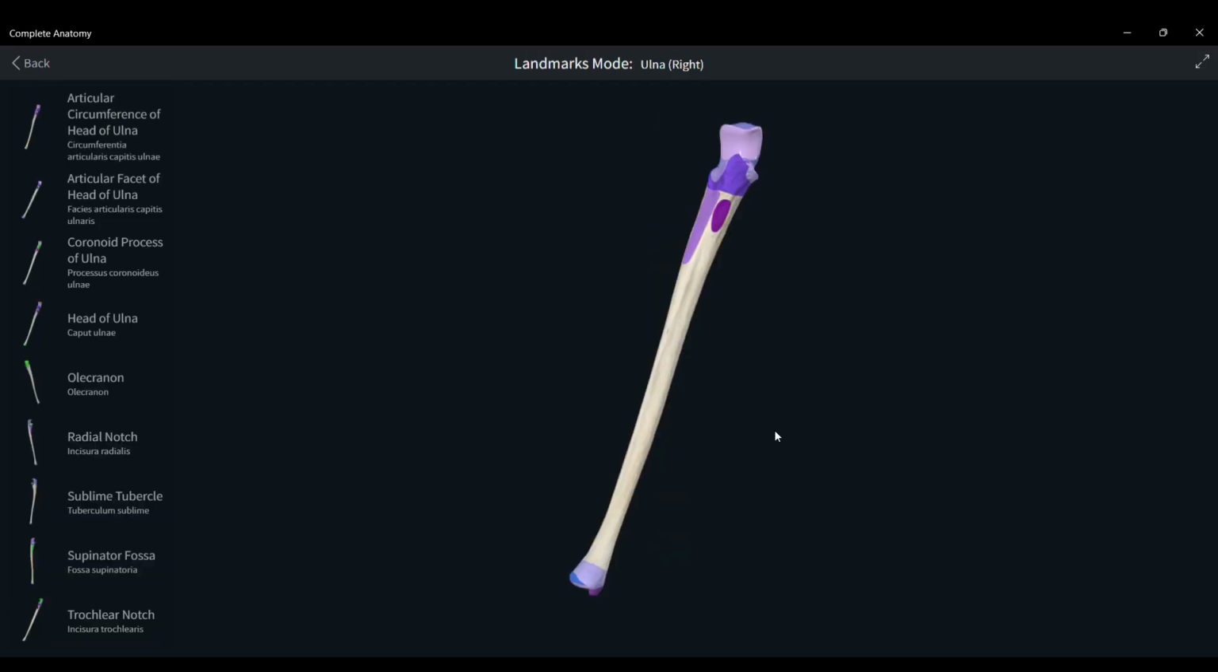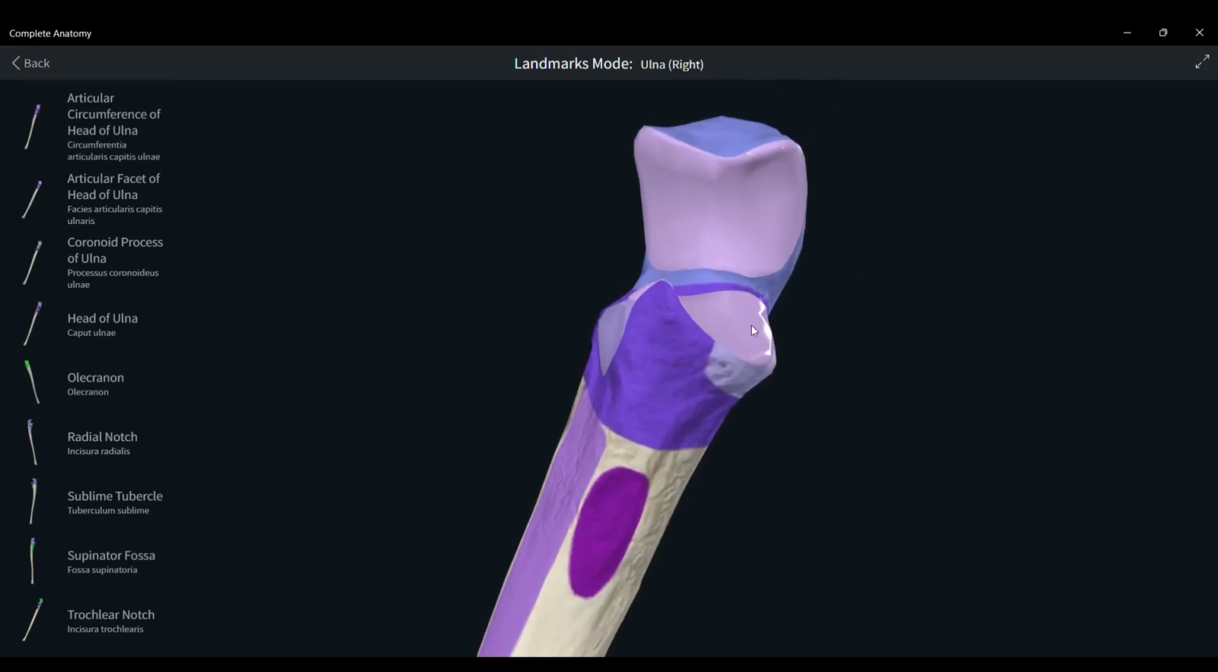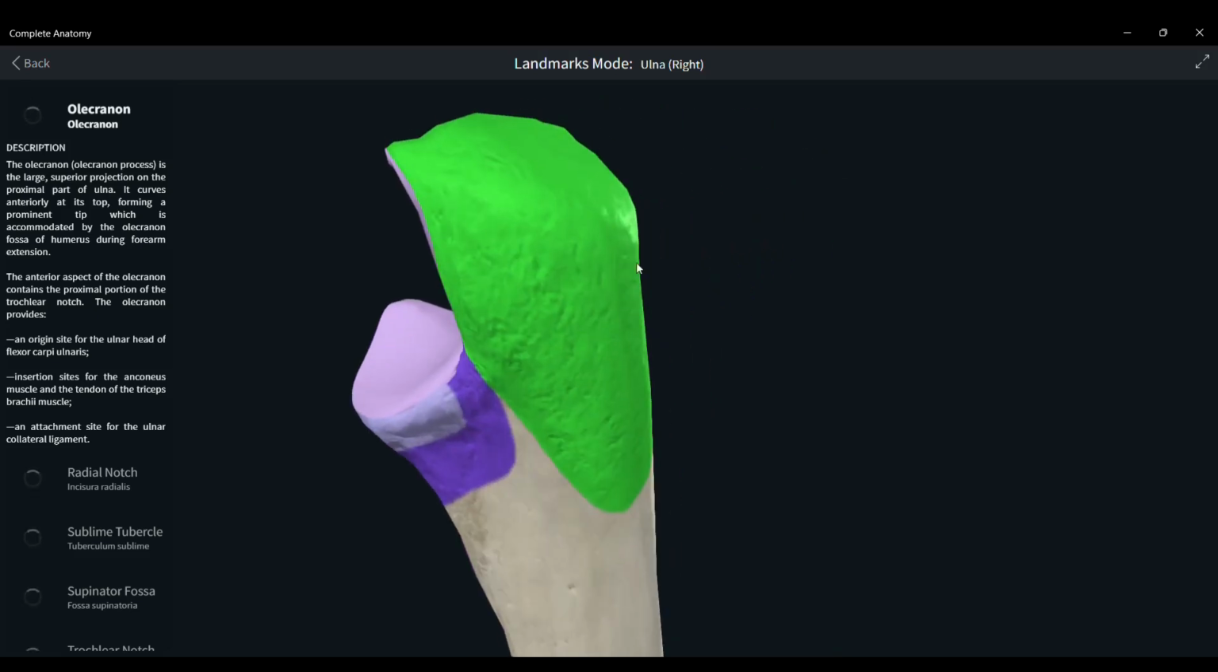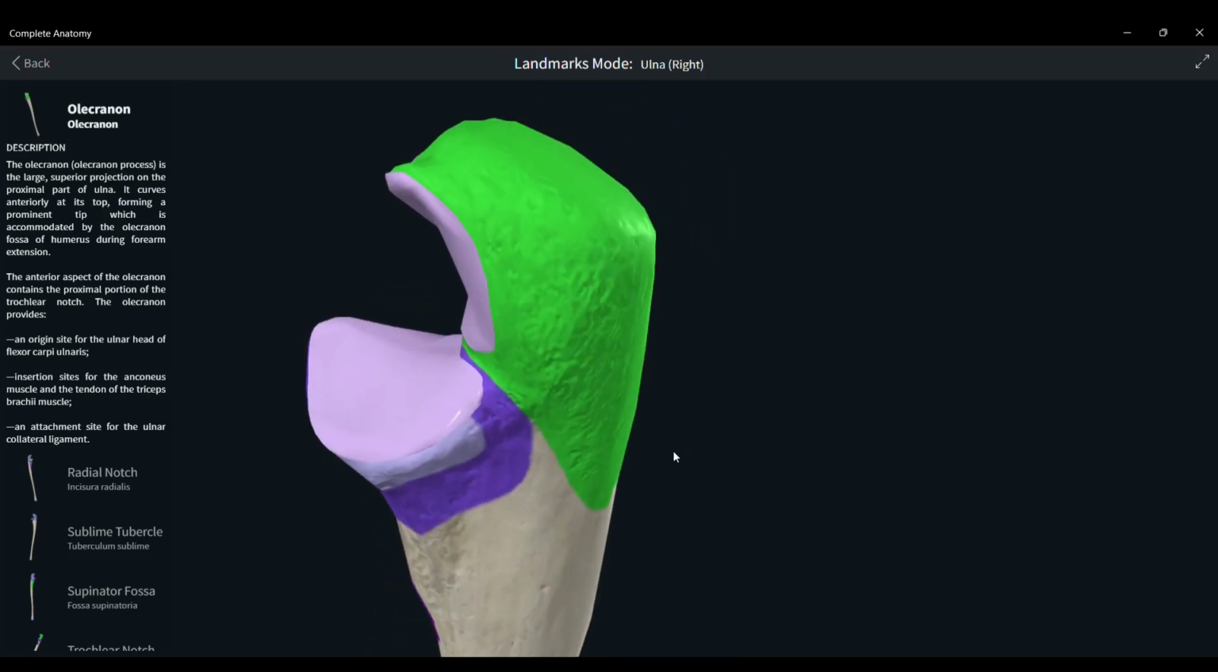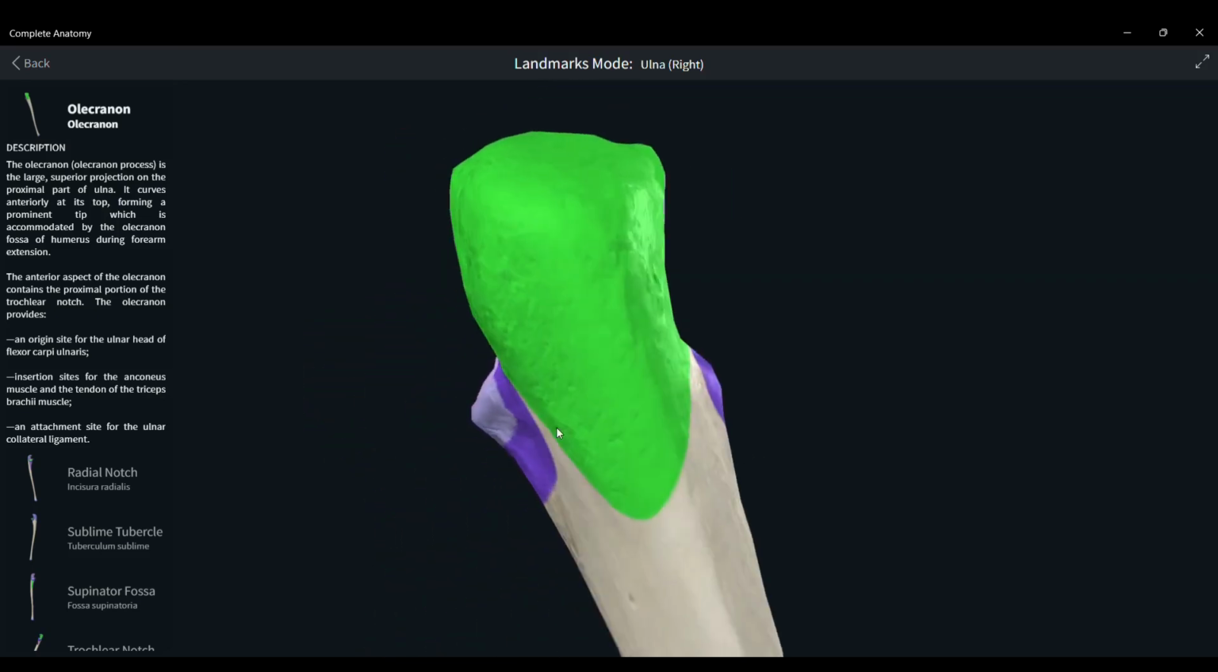Now let us examine the structures of the ulna in detail, moving from the elbow region distally. At the very top we find the prominent olecranon, a hook-like projection that fits into the posterior fossa of the humerus during extension. The tendon of the triceps attaches here, making this the main lever for elbow extension.